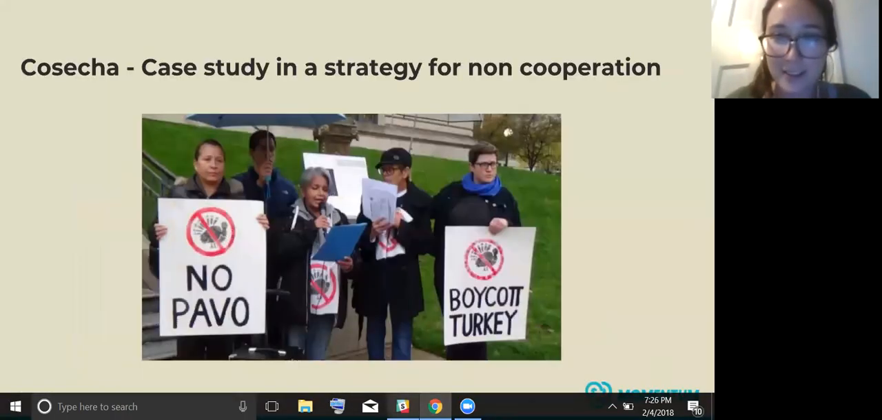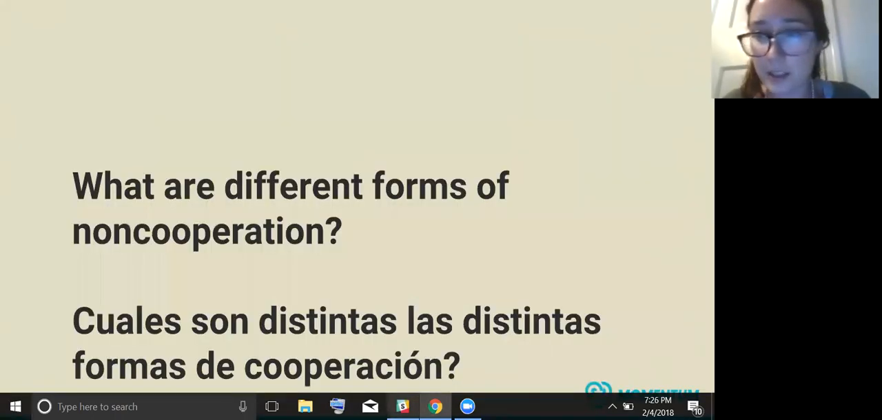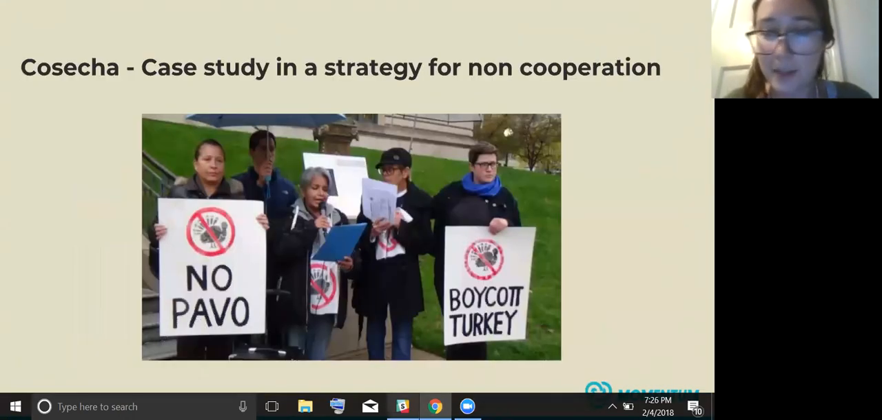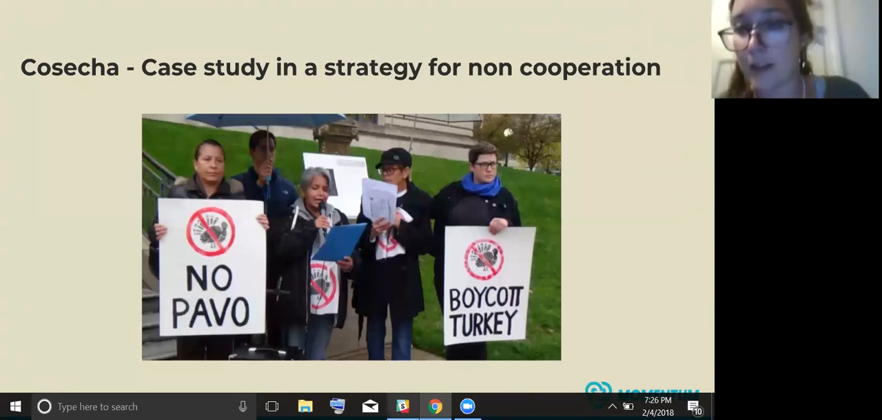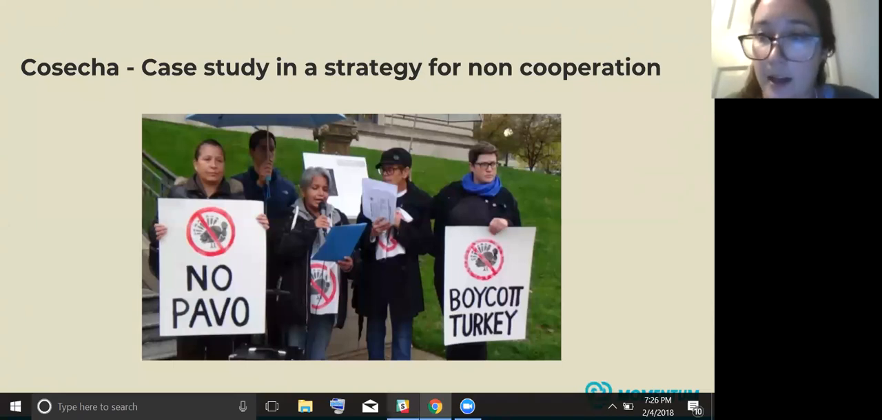Oh, look at that, it's Grand Rapids. So we're going to talk a little bit about what non-cooperation looks like. Obviously this is familiar to anyone in Cosecha. In Cosecha we talk about using boycotts and massive strikes, basically using our power of economic non-cooperation, and the fact that the country depends on the labor of immigrants. If we choose in massive numbers to non-cooperate, then we'll be able to win permanent protection, dignity, and respect. This is a picture of folks in Grand Rapids doing the turkey boycott.